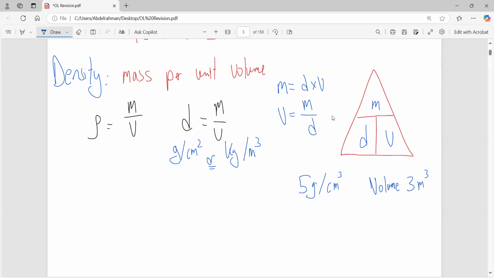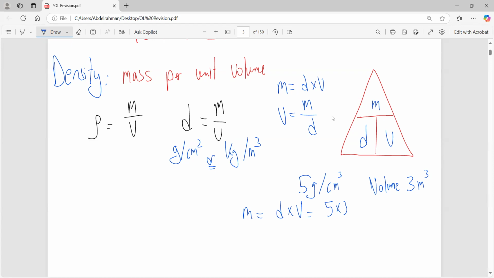You cannot find the mass by just saying the mass will be equal to the density times the volume, 5 times 3, and that's it. No, that's completely wrong. Why is it wrong? Because this density is grams per centimeter cubed and this volume is 3 meters cubed. So you need to convert.